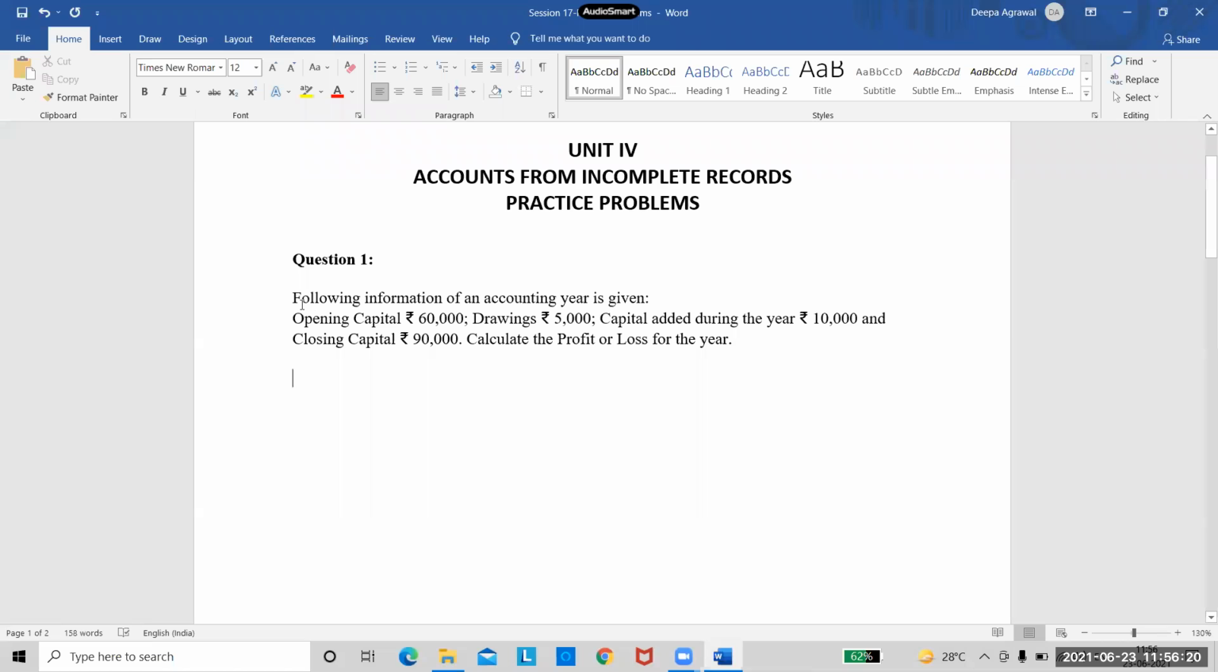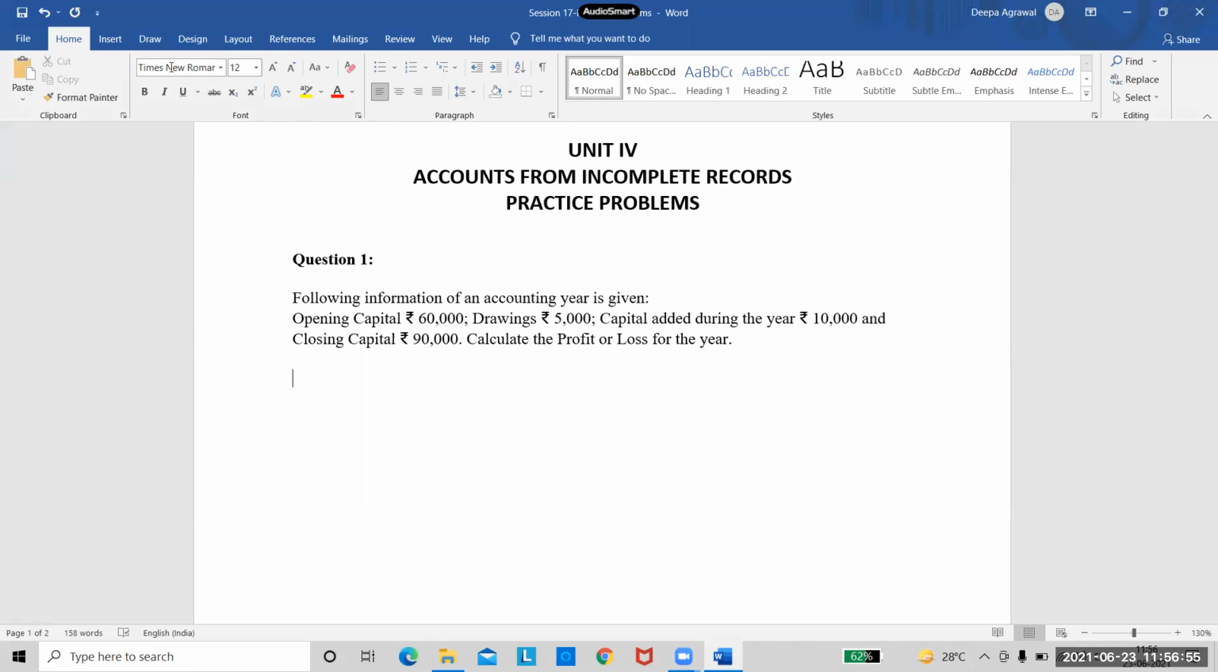And remember, sometimes he will mention opening capital. Sometimes he'll give you capital at the beginning of the year. Instead of closing capital, he might say capital at the end of the year. It means the same. And sometimes he will not mention opening or closing. He will give you the dates. So he might say capital on January 1st, 2015 and capital on 31st December 2015. So you know which is the opening and which is the closing, right? January 1st will be your opening and December 31st will be your closing. So he can give you in any way.